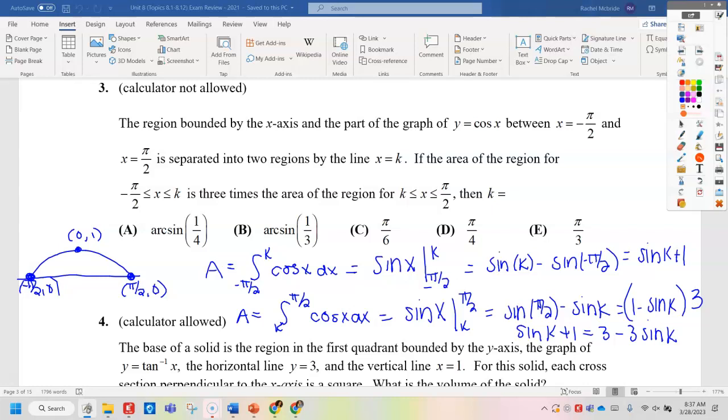And then you just need to solve for sine. So you would subtract 1, so you get 2, add 3 sine k, so you have 4 sine k equal to 2, so then sine k equals a half. So then when does the inverse sine equal 1 half? On your unit circle, the sine of pi over 6 is a half.